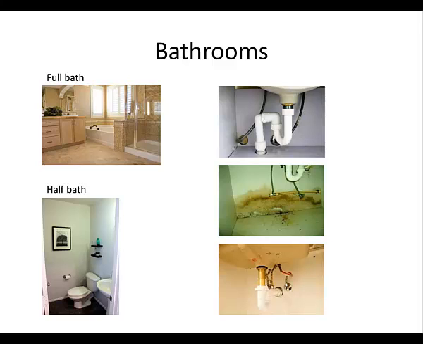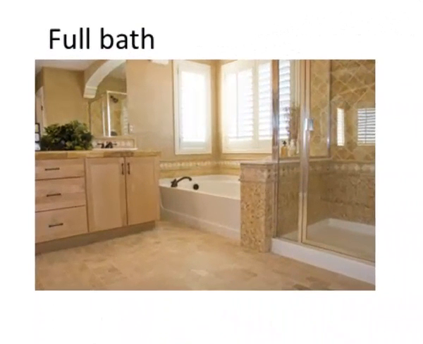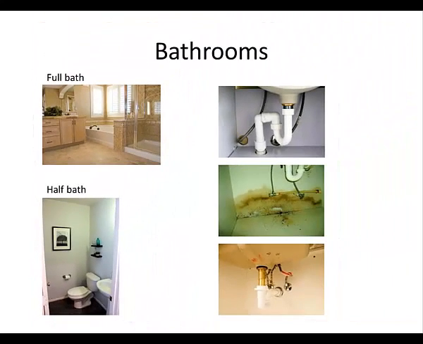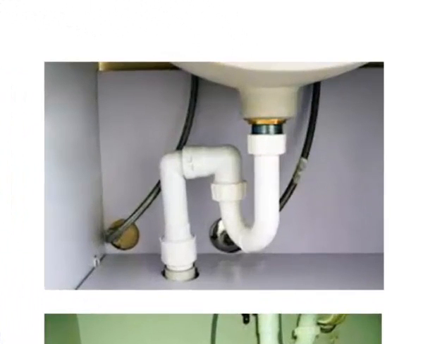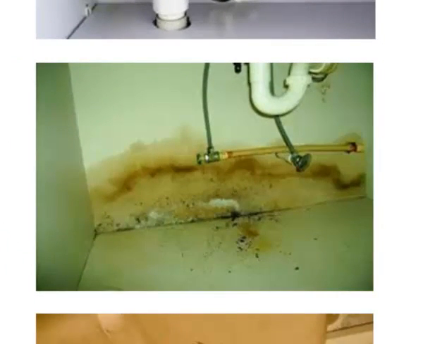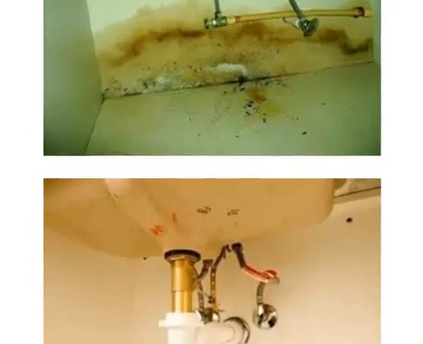This shows the difference between a full bathroom and a half bathroom. As you can see, the full bathroom has a bathtub and a standalone shower. The half bathroom is just a toilet and a sink, and that's it. Whenever you take photos of the bathrooms, you need to take a photo underneath the sink. So get all the plumbing here, and as you can see here, you need to get a picture of the flooring if there's an issue with that. Underside of the sink if there's anything unique about that.